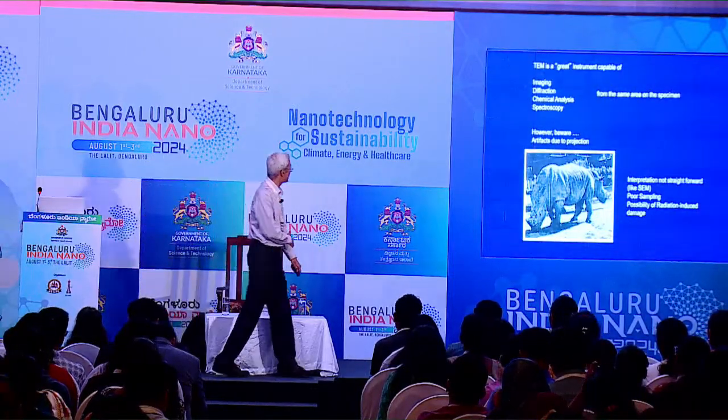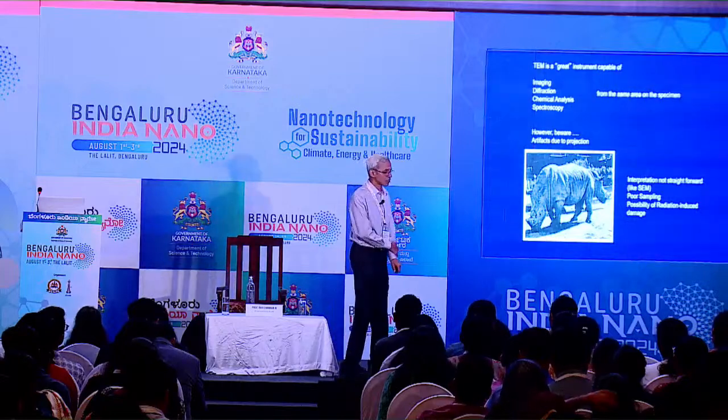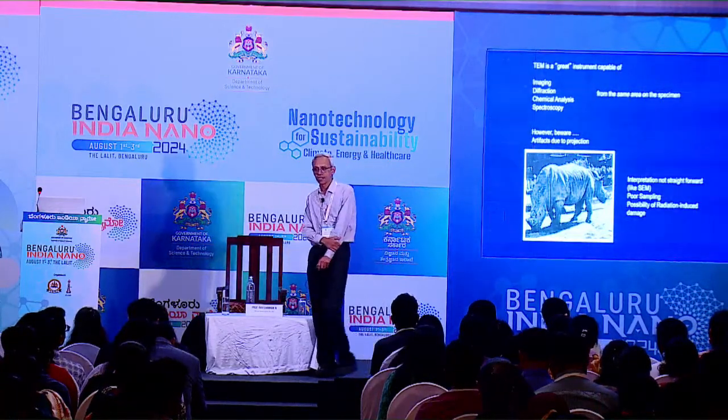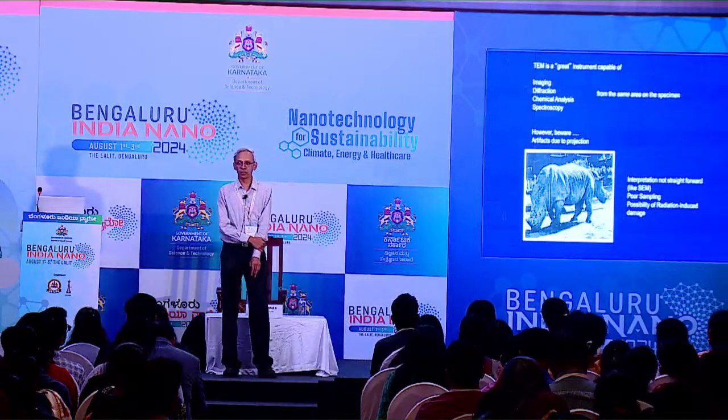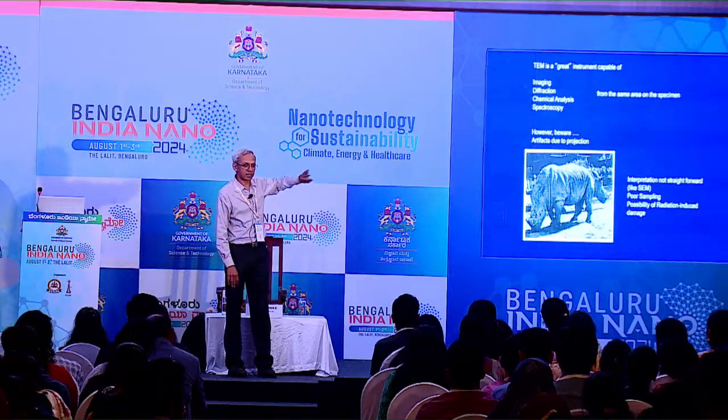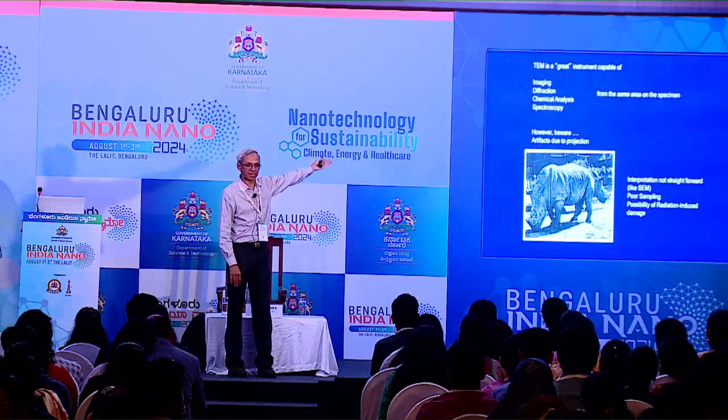Okay, so the problem with the TEM, okay, interpretation is not straightforward, right? So this is a photograph of a two-headed rhino that was actually discovered somewhere in Africa, right? And you know the rest of the story, right? There are no two-headed rhinos. What you're essentially seeing here is something in projection, two rhinos standing one behind another.